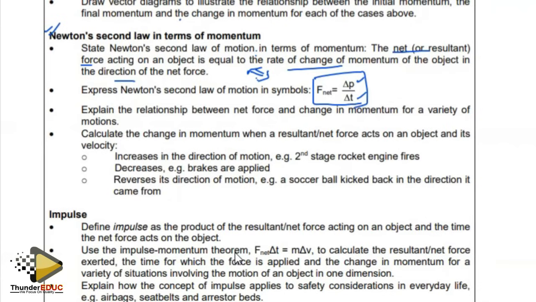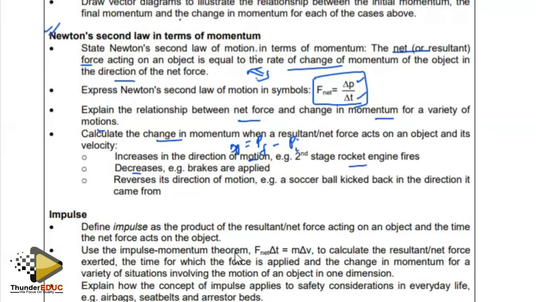Then we need to explain how the net force and change in momentum occur for various motions. And then how do we calculate the change in momentum? That is P final minus P initial. So momentum final minus momentum initial will give us our change in momentum. Then we also need to at least understand the effect that will be caused as we increase in the direction of motion, especially when the rocket engine fires.